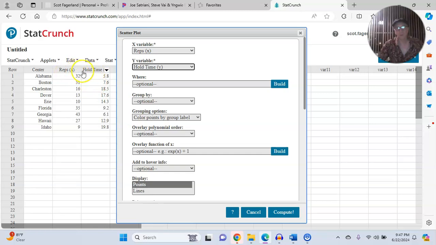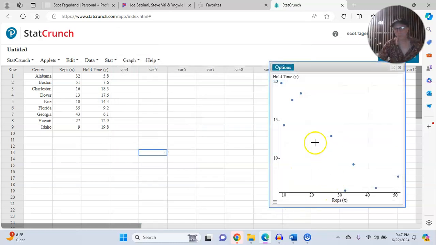Those columns are not always labeled. They usually just by default say variable 1, variable 2, variable 3. But I like to give them names. Okay, and then if we click Compute, lo and behold, there is our scatter plot. That's how I obtained the scatter plot for your handout. I just copied this one.